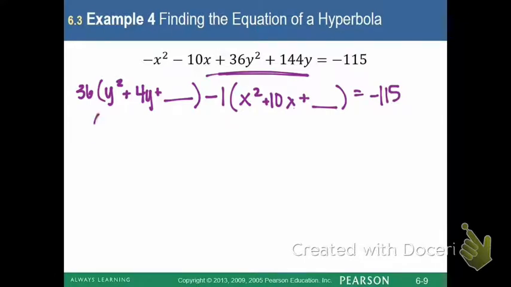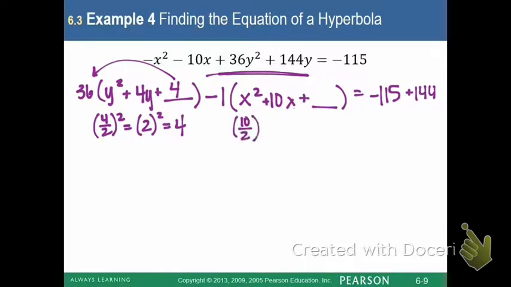Okay, so do the b over 2 squared. So 4 over 2 squared is 2 squared, which is 4. So I put the 4 there. 4 times 36 is 144, and it's positive, so I'm going to be adding that to the right side. Okay, over here I have 10 over 2 squared, so 5 squared is 25, so that goes in the blank. And then again, when I multiply, careful, it's going to be negative, so minus 25 right there.